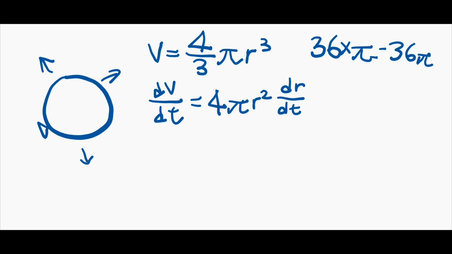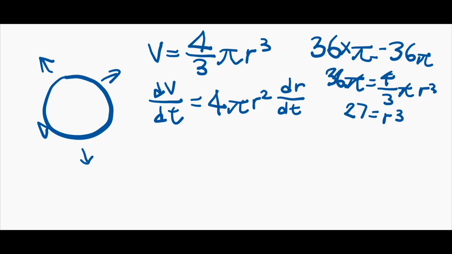So 36 pi is equal to 4 over 3 pi r cubed. Now it's really easy. We can cancel out the pi's and then do a little bit of rearranging. 36 divided by 4 is 9 times 3 is 27. So 27 is equal to r cubed. Now take the cube root of both sides and we get r is equal to 3.